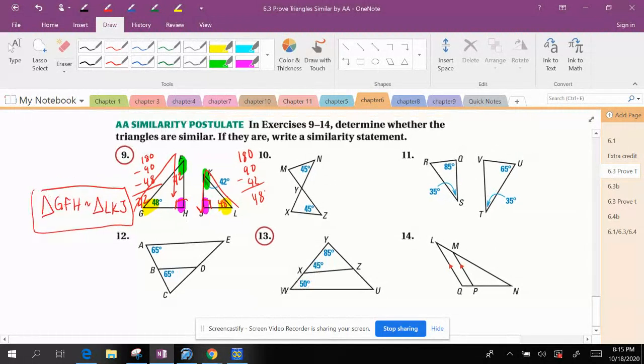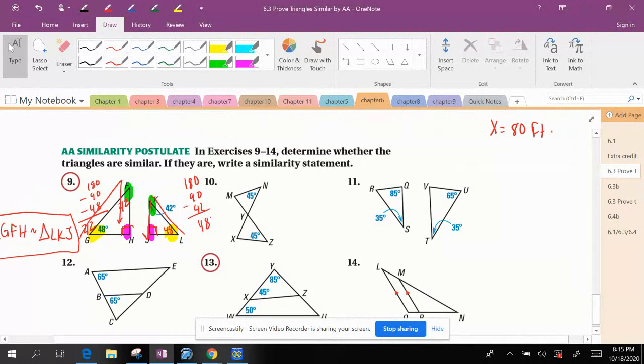All right, you guys tell me if these two triangles are similar for number 10.